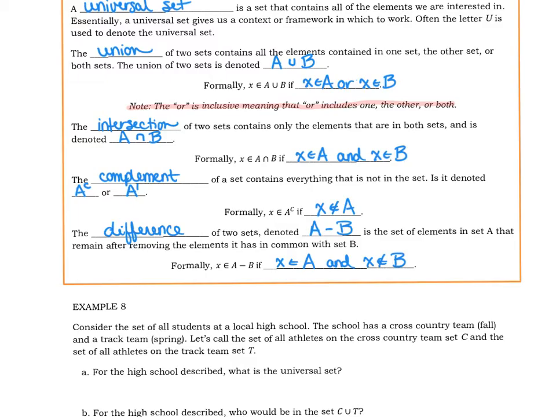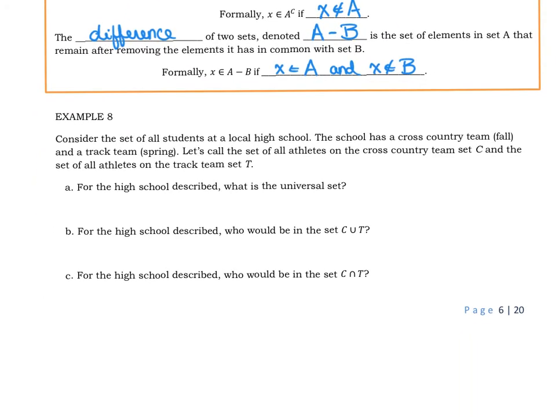So let's take a peek at what that might look like in kind of a word example here. So we have all of the students at a local high school, and they have a cross-country team and a track team. We're going to let all of the athletes on the cross-country team be set C and all of the athletes on the track team be set T. So for the high school, describe what is the universal set, or what is the large group, in this case, of students that we are looking at. Well, it's not just about the people on the cross-country or the track teams. The universal set would be all students at the high school. That's kind of our framework that we're working with, all the students in the high school.